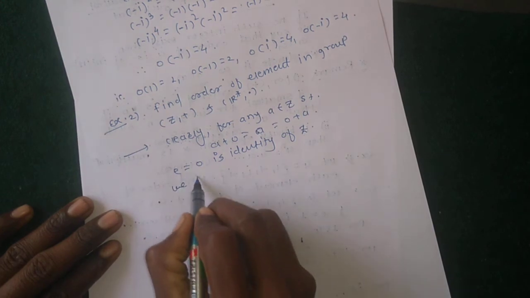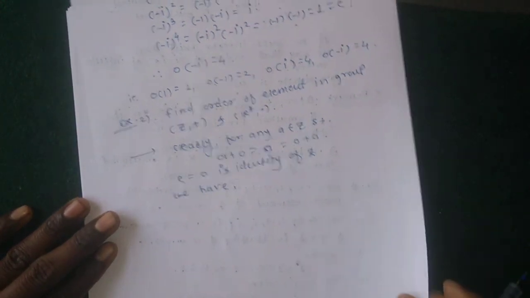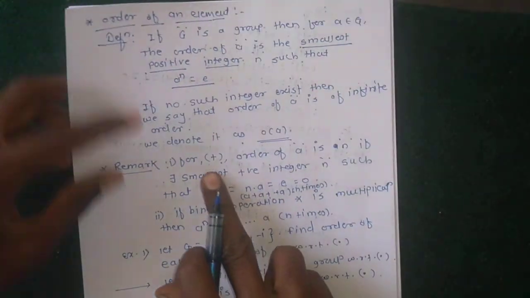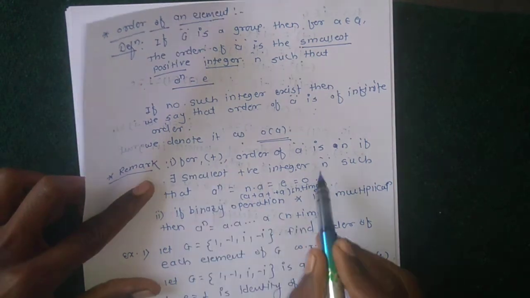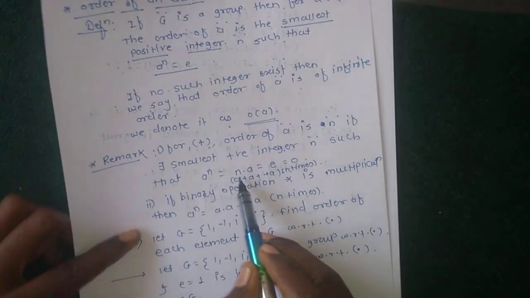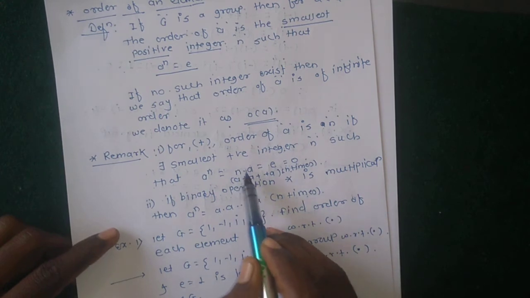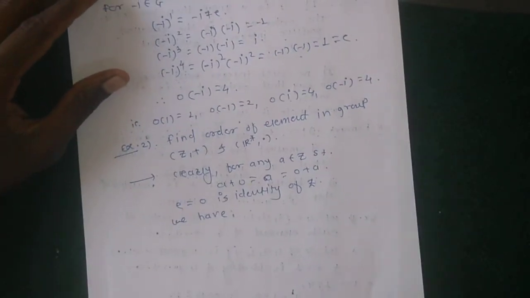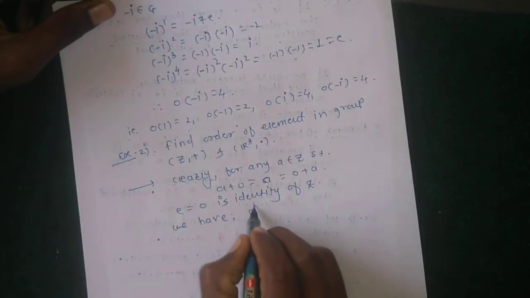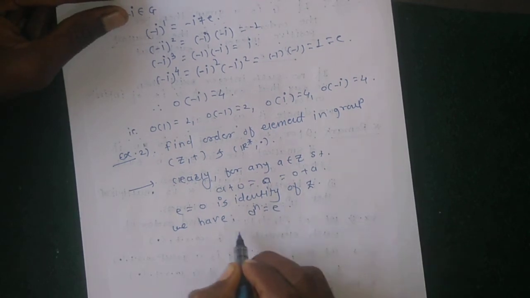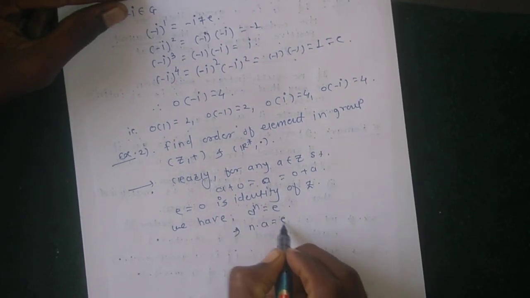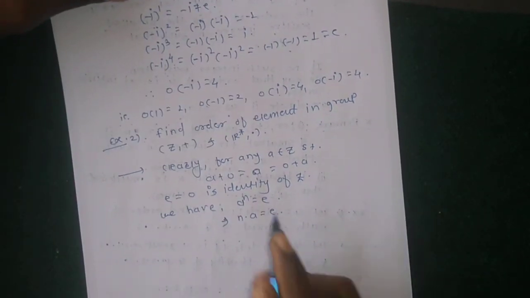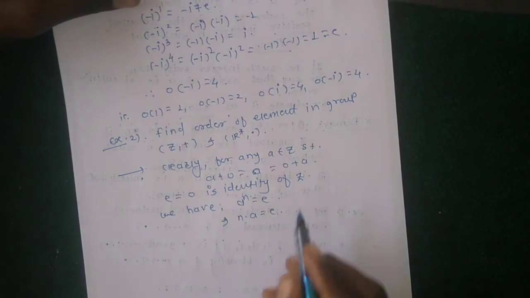Okay, to find the order of an element of this set, we have the first remark, which says that if the given group is positive integers, then how do we find the order? We find the smallest positive integer n such that n into a equals the identity. Here a raised to n equals identity implies n into a equals identity, because we are finding the smallest positive integer such that n into a equals identity.